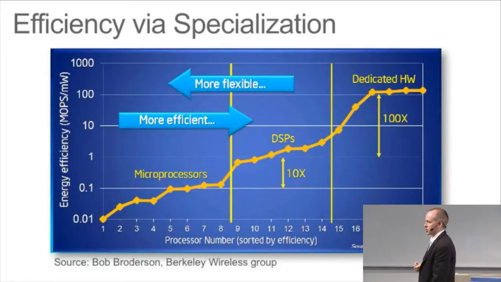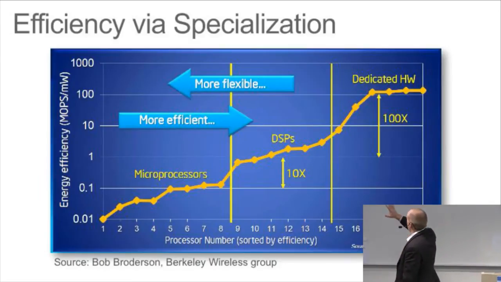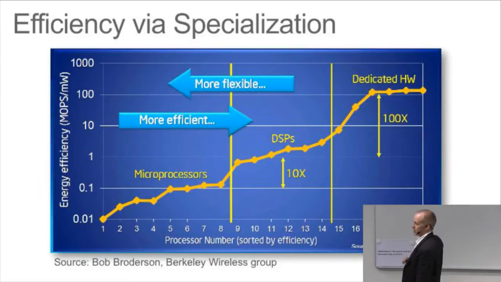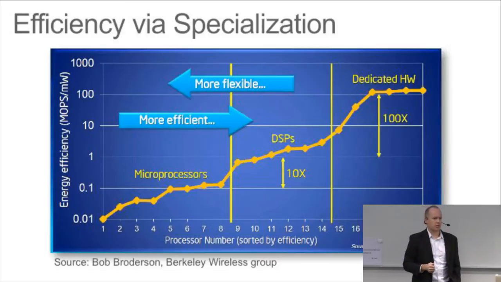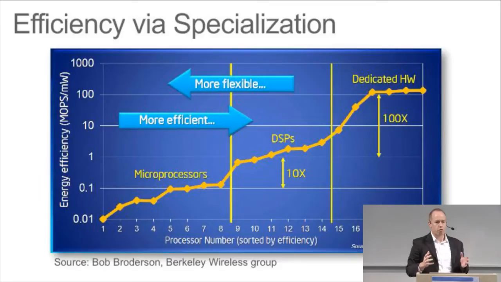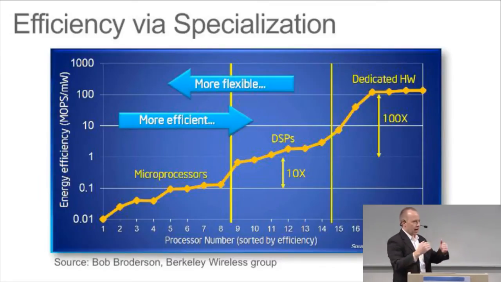They have dedicated instructions for signal processing. And then all the way on the right, you have ASICs. And these are 100 to 1,000 times more efficient than a high-end general purpose processor. So there's 3 to 4 orders of magnitude of potential efficiency that can be harvested as you specialize your hardware to fewer and fewer functions.